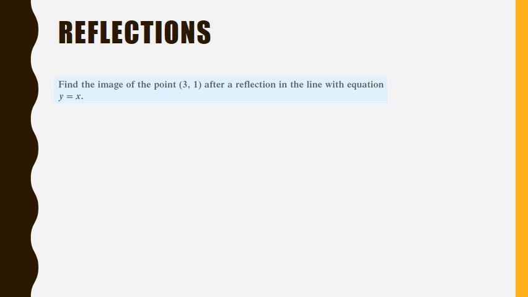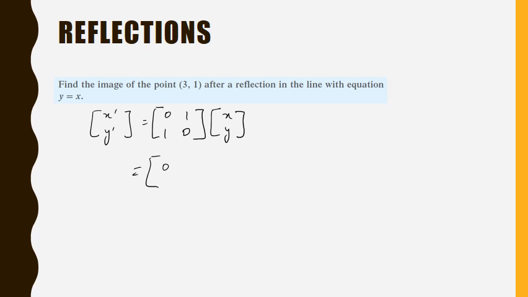Find the image of a point (3, 1) after a reflection in the line with the equation y equals x. Now, an easier way to remember this matrix is it's going to swap the positions of x and y. So instead of [[1, 0], [0, 1]], we're going to have [[0, 1], [1, 0]]. Alright, then we just sub the points in. (3, 1), and so our new point is going to be (1, 3). And just remember, when it's reflected on the line y equals x, it just swaps out x's and y's. So that should make sense.